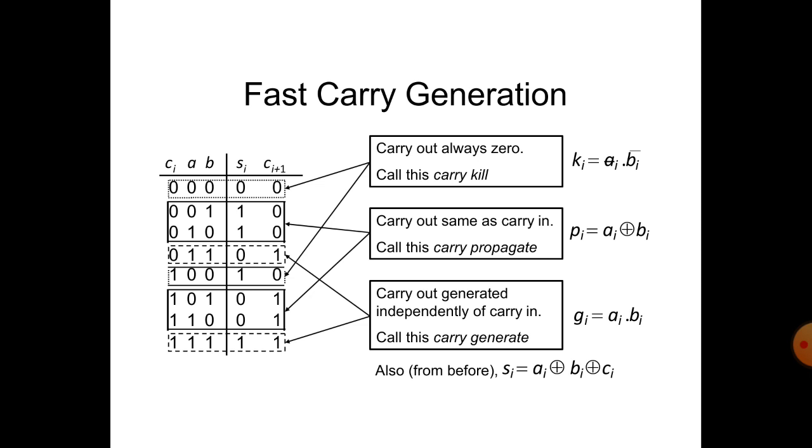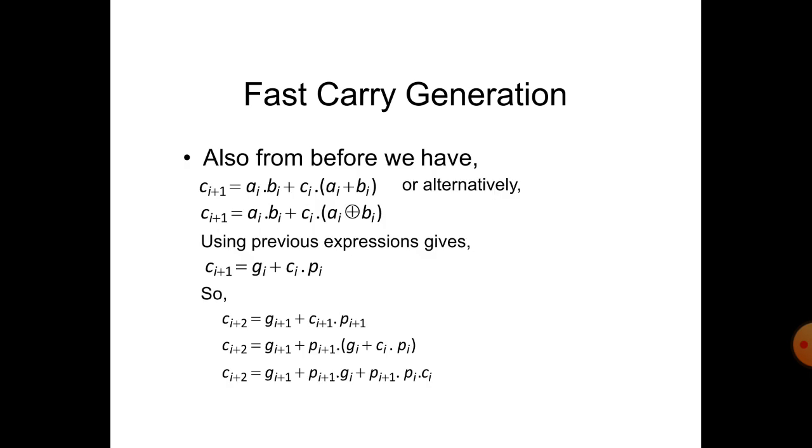This slide shows the fast carry generation also. From before we have C(i+1) equal to Ai Bi plus Ci into (Ai plus Bi), or alternatively C(i+1) equal to Ai Bi plus Ci into (Ai exclusive-OR Bi). Using this previous expression gives C(i+1) equal to Gi plus Ci Pi.